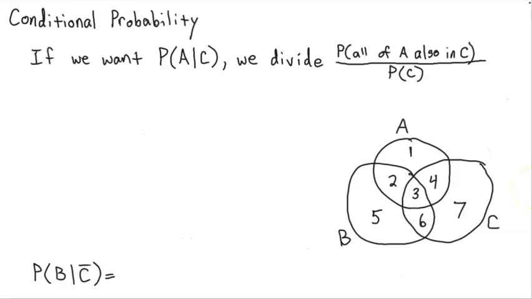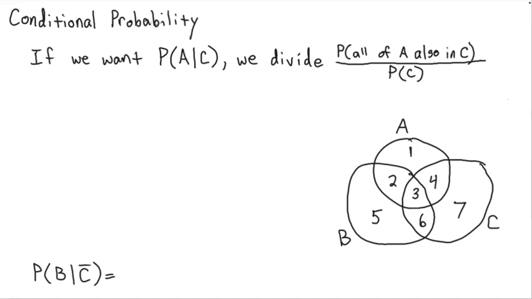So we can take what we've learned about conditional statements and what we've learned about probability, and we can find the probability of a conditional statement. If we want to know the probability of A given C, here's how we do it. You're going to want to write this down. This is our formula.